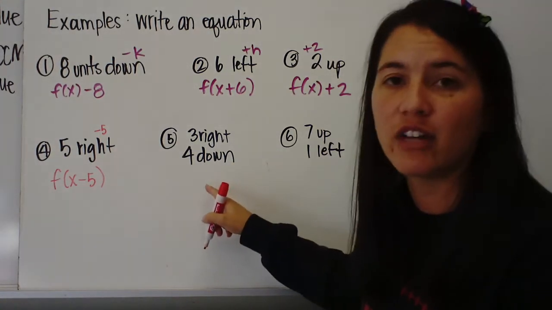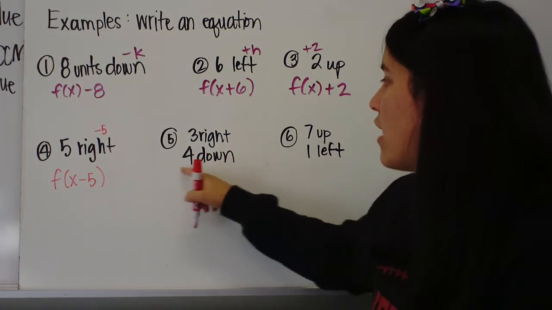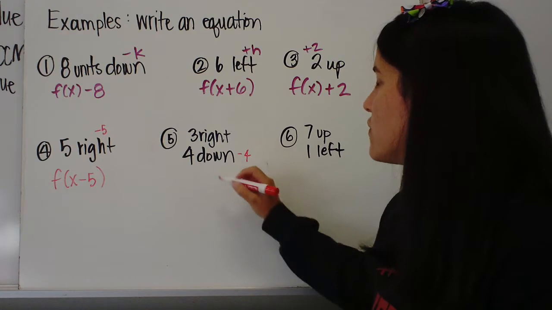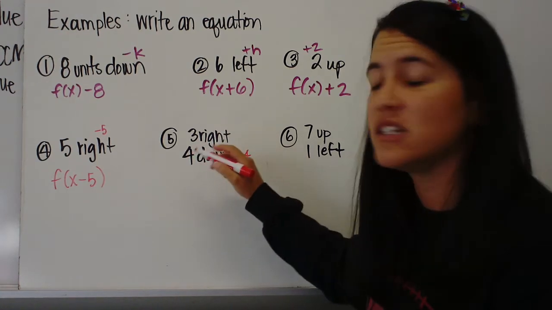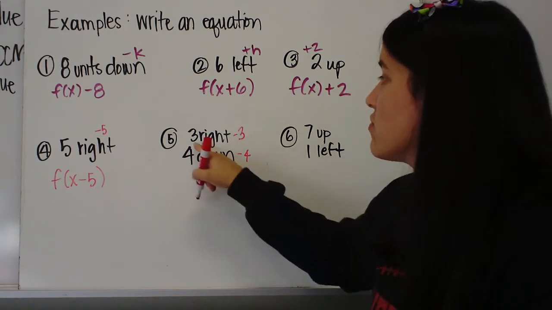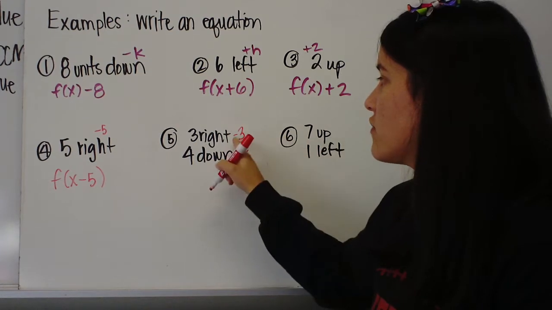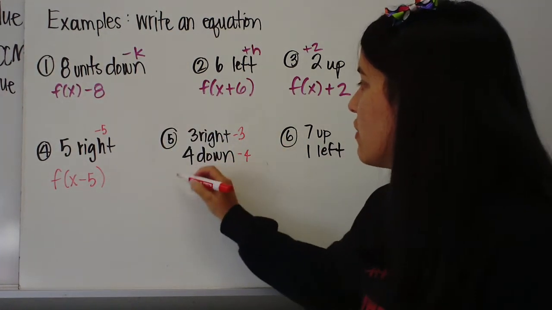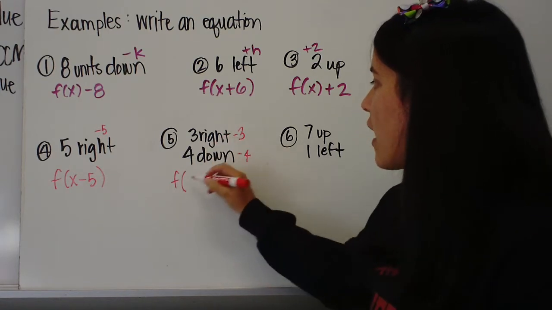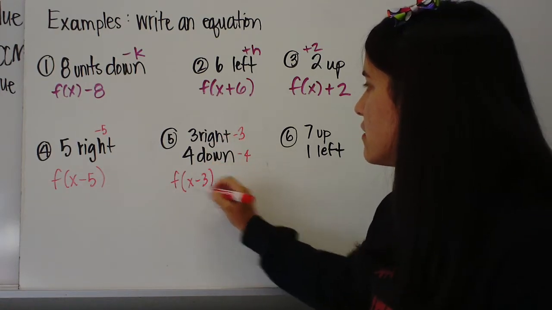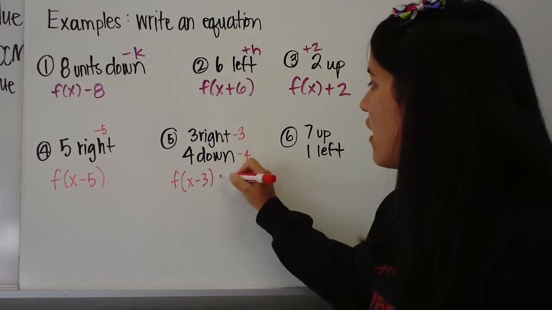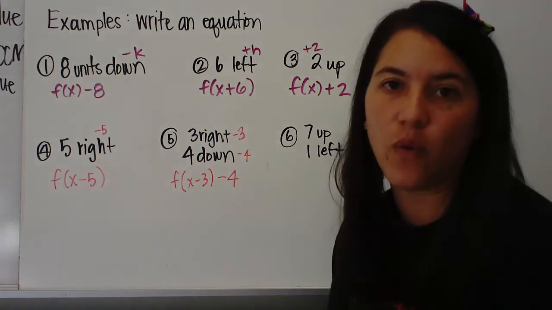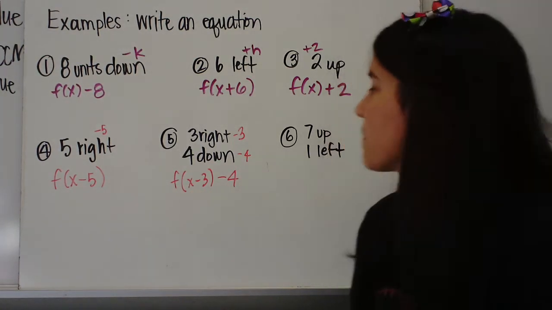Now number 5, we have a combo. 3 right and 4 down. So 4 down I know is going to be minus 4. 3 right is going to be minus 3 because right means you're going to have to go the other way, or negative. So to do a combo, first we have to do the minus 3 inside the parentheses, like this one, and then on the outside we do our minus 4. That's how you do a combo.